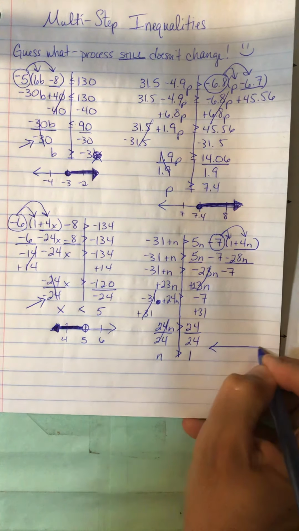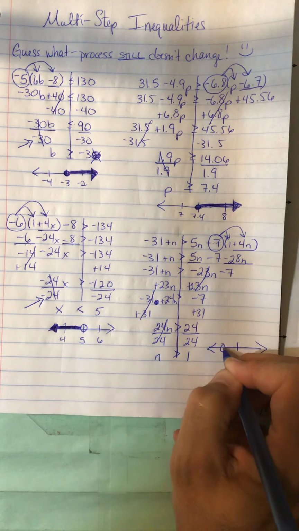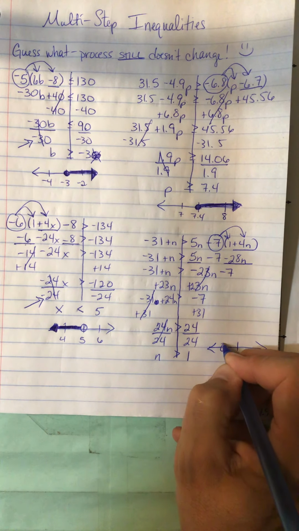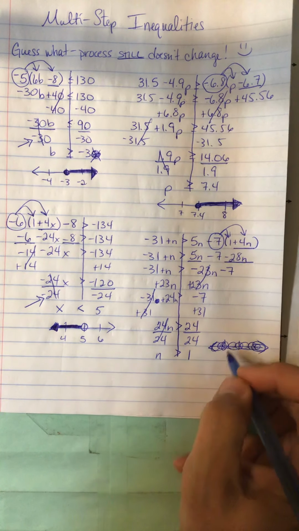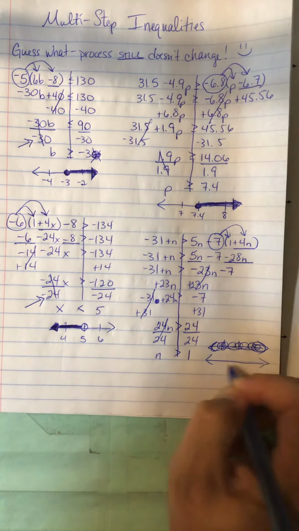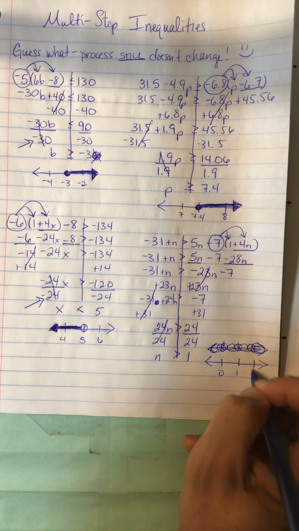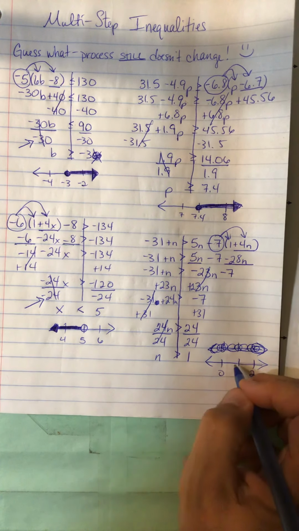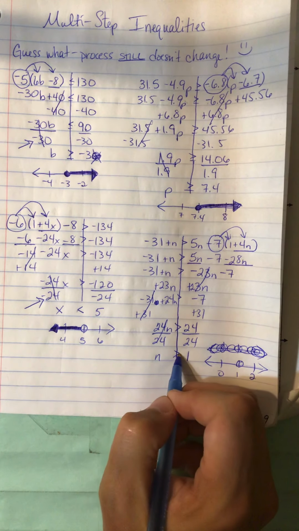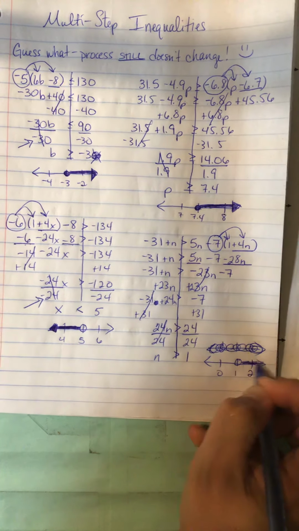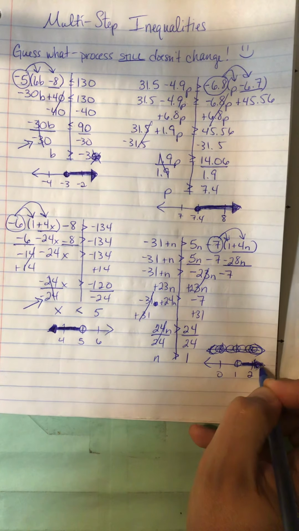So I'm going to go ahead and put my number line over here. Whoops. Let's try that again. 0, 1, 2. Greater than just means we keep the symbol open because there's no equal to. It's pointing to the right, so I'm going to shade to the right.